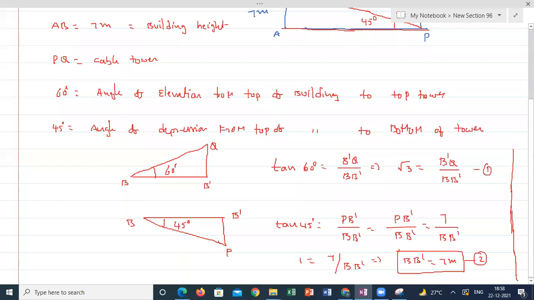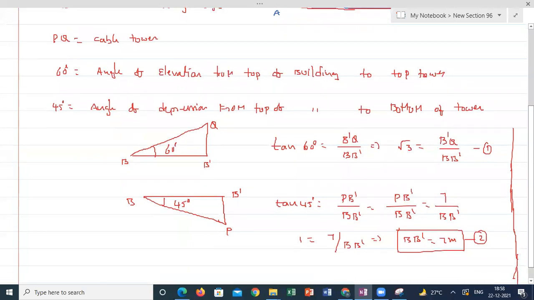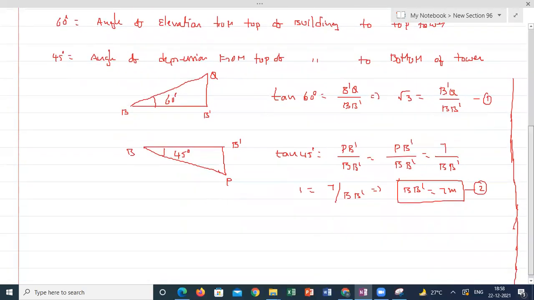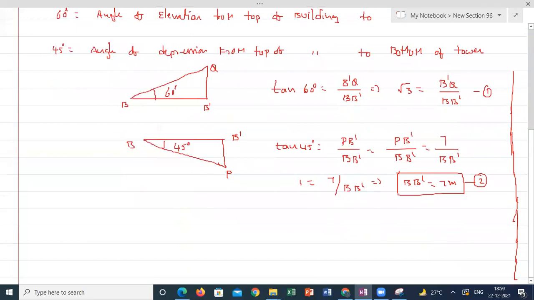This is the second equation. Is it clear how I got the first equation and second equation, students? Anyone having any doubt with respect to the first equation and second equation? No doubt, sir.